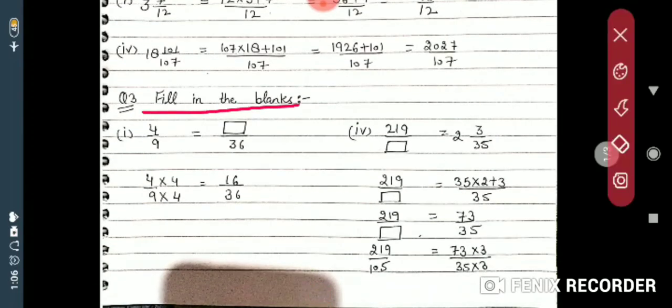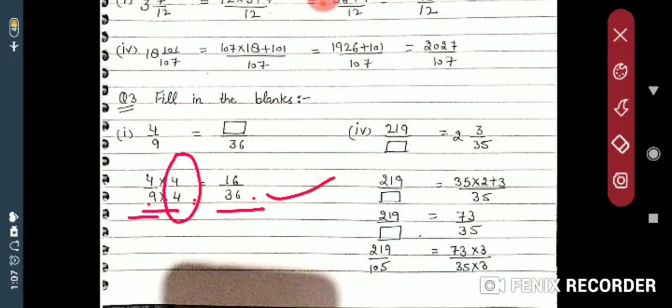Now the next question is fill in the blanks. 4 upon 9 equals a blank upon 36. So as the denominator 36 is given, tell me in the table of 9 how many times does 36 come? 4 times. So 9 multiply 4 is 36. As you know very well, by whichever number you multiply the denominator, in the same way you have to multiply the numerator. So 4 multiply 4, you will get 16. So you will get the answer 16 upon 36.